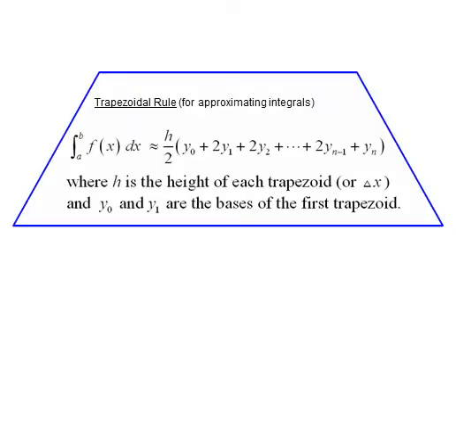So by the trapezoidal rule, the area under the curve y equals f of x from x equals a to x equals b can be approximated by h over 2 times the sum of y0 plus 2y1 plus 2y2 and so on up to 2y(n minus 1) plus yn. h is the height of each trapezoid, or really the delta x, and the y values are the parallel bases of each trapezoid.